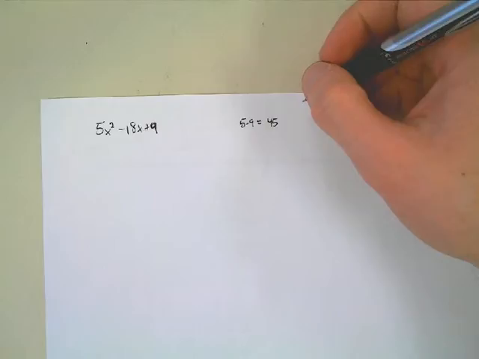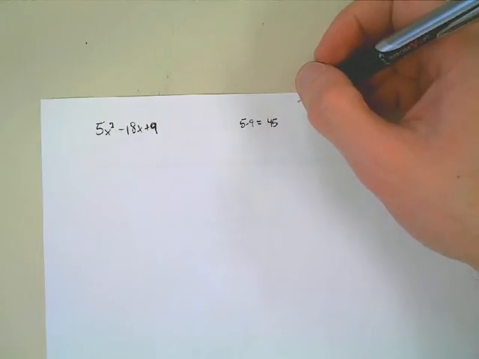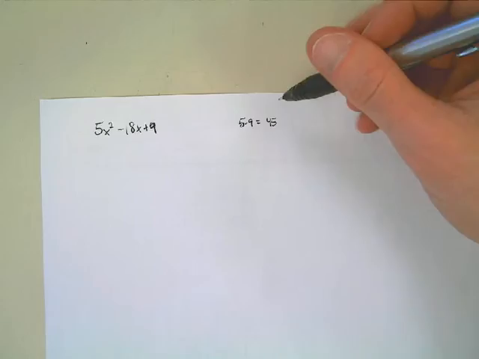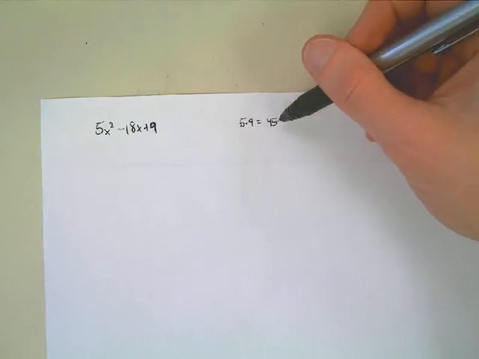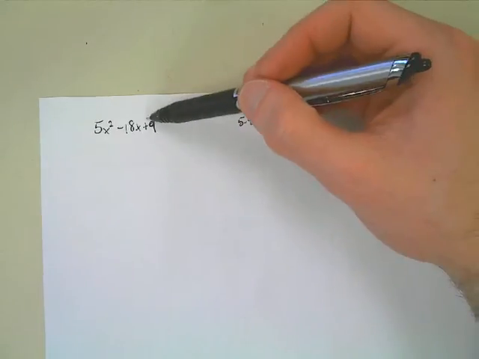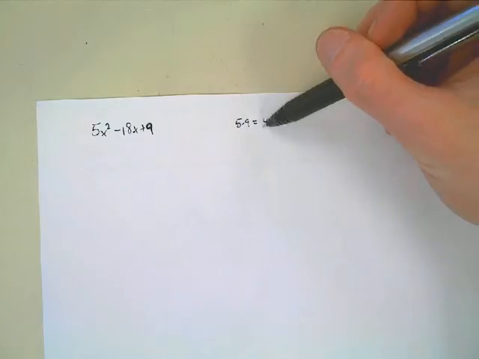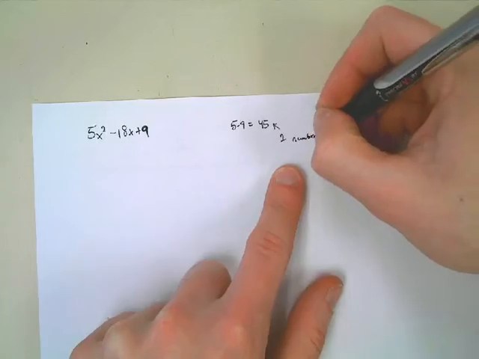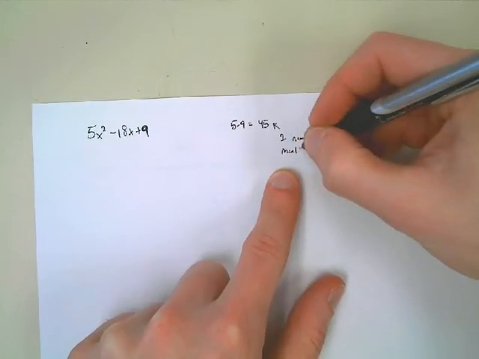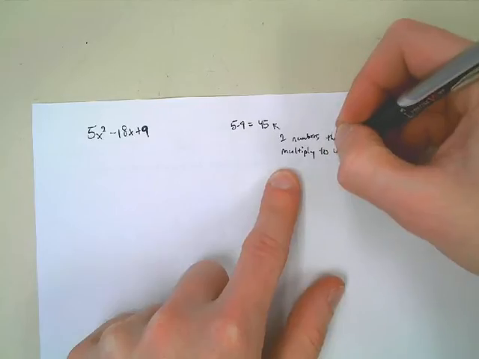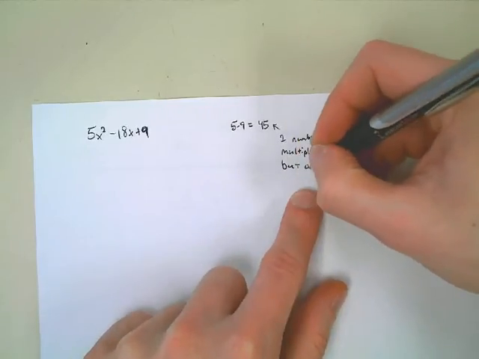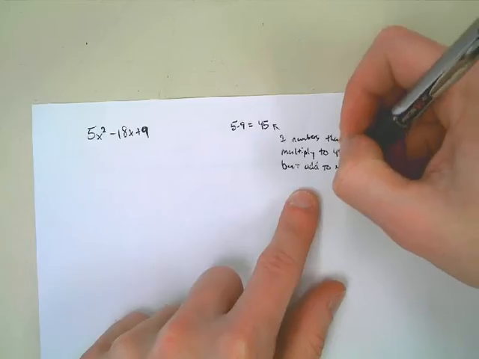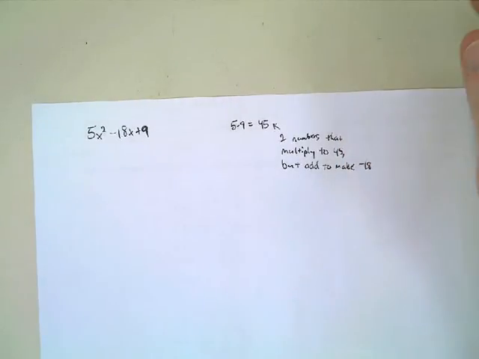And similarly to what we did before, we're going to think of 2 numbers that multiply to make 45. Okay, so we're not going to focus on the 9 here and try to multiply to make 9. We're going to focus on 2 numbers that multiply to 45 but add to make negative 18. Negative 15 and negative 3.